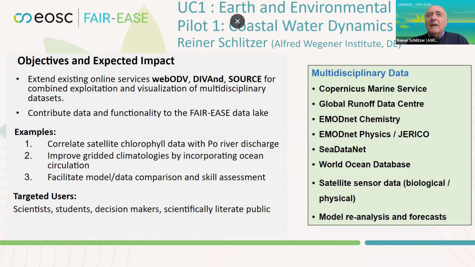Copernicus data we will use, river runoff data, EMODNet chemistry, EMODNet physics, Jericho data from the Jericho project, SeaDataNet, World Ocean Database. And we also want to benefit from the wealth of satellite sensor data that we have. And it's different kinds, and they reveal features, biological, but also physical. And last but not least, we also want to include model results, both for reanalysis studies and forecasts.